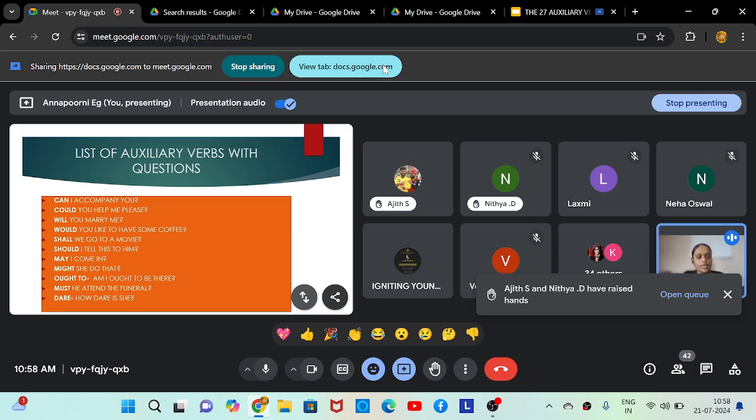Okay. So here you can see, can I accompany you? Can I accompany you means, shall I come with you, or can I come with you? If you are going somewhere, to the market or shop, and your brother or sister asks you, Anna, can I accompany you? Or Akka, can I accompany you? It means, can I come with you? Okay. Next is, could you help me please?